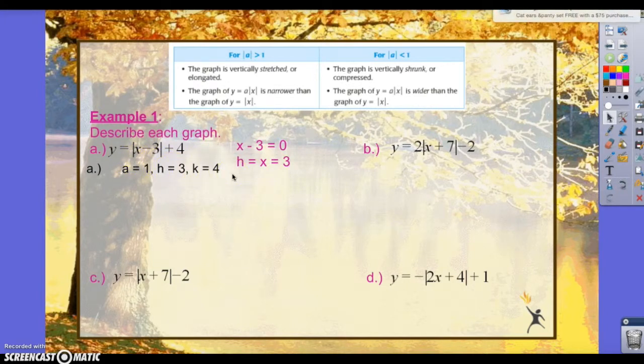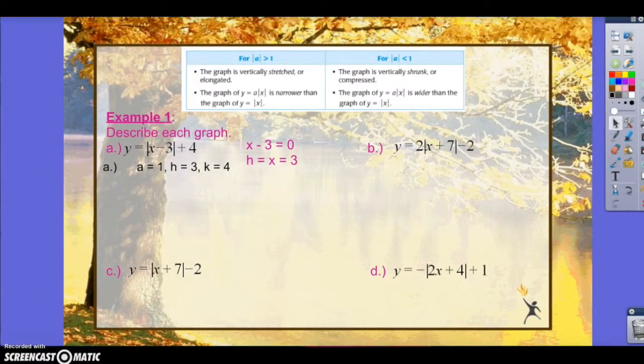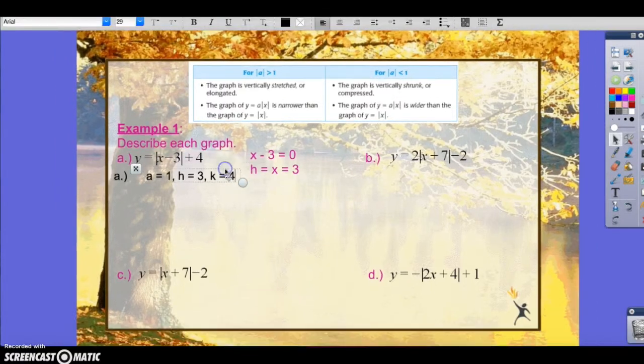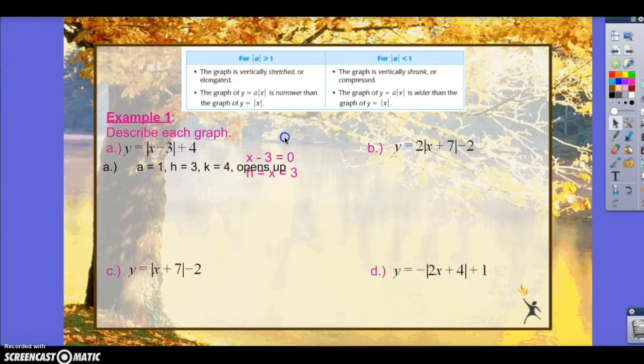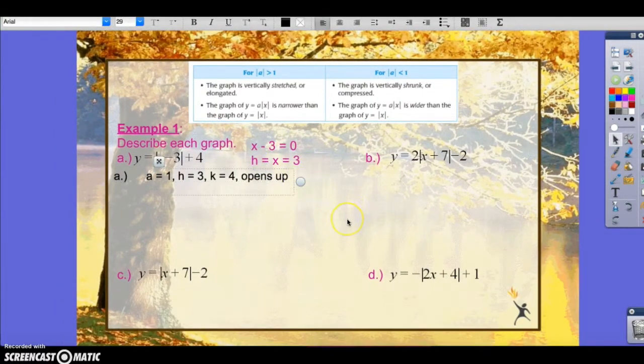All right. Now, for the next part. Okay. So now for the next part with this, we also want to say, does it open up or down? Well, A is what? Positive 1, so it opens up. So that's what we're going to say for A. Move this as well. All right, part B.